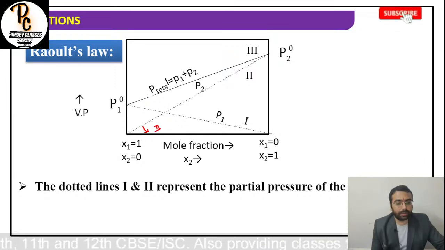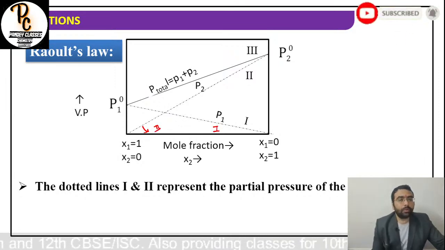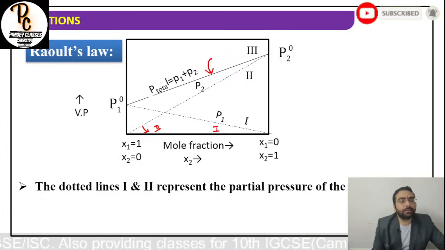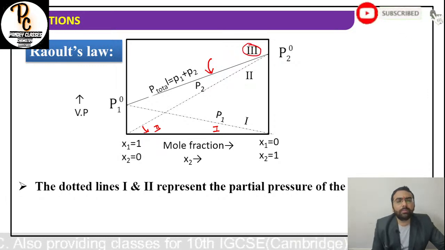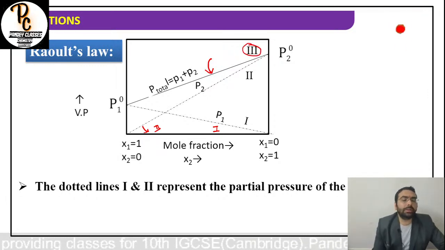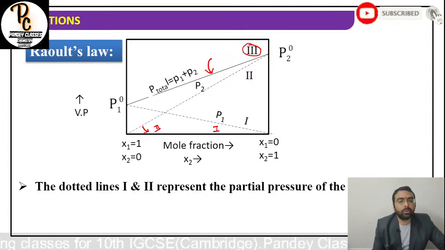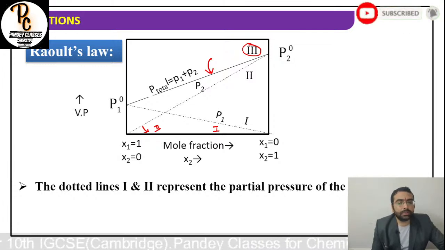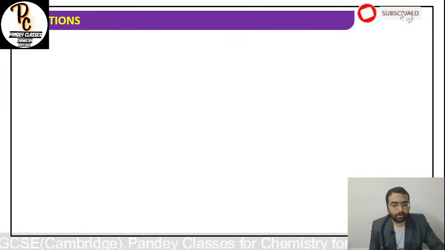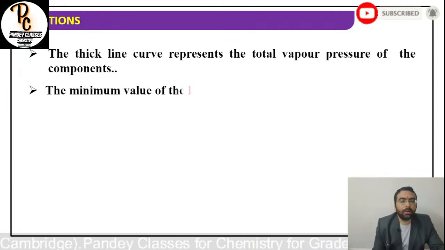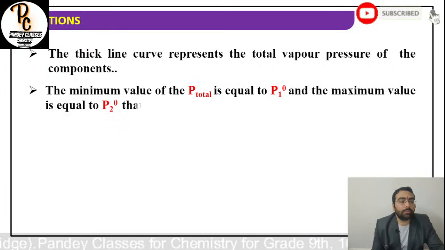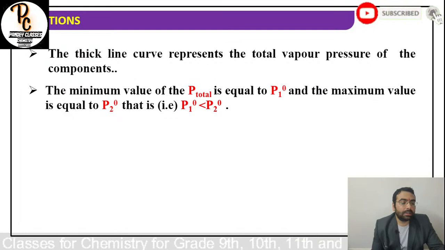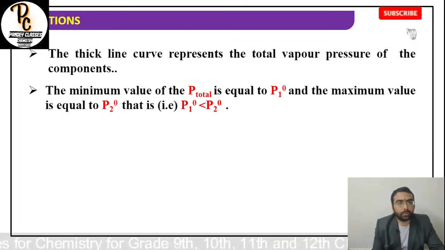Like this is for component 1, this is for component 2, and this continuous line is considered as a third component, but it is dealing with the mixture, like the sum total. How this total varies with change in mole fraction is shown by this curve 3. The minimum value of P total is equal to P1 naught and the maximum value is equal to P2 naught, that is, P1 naught is smaller than P2 naught.